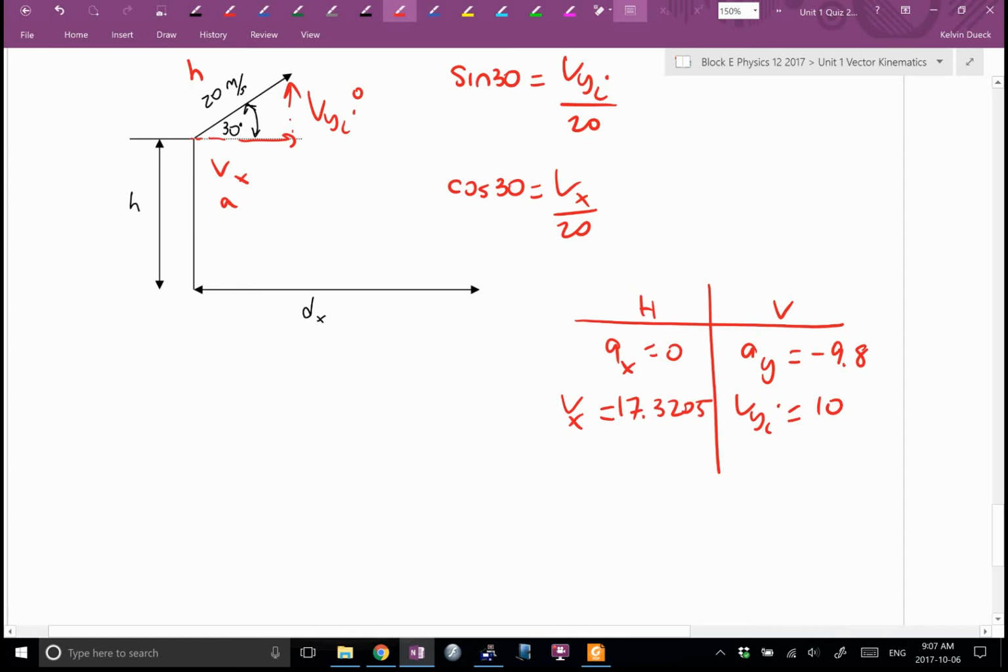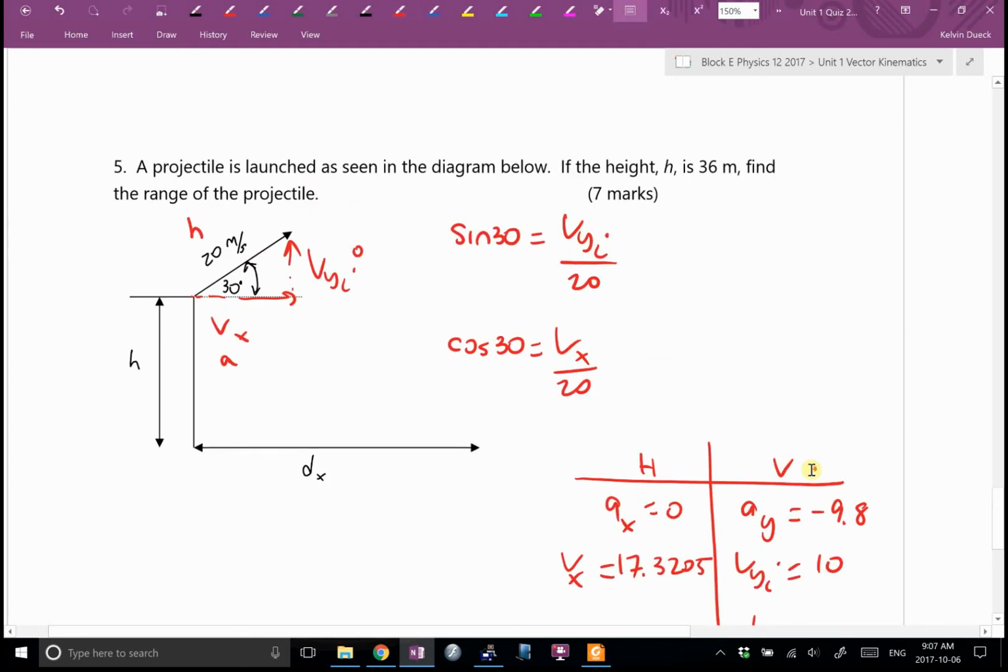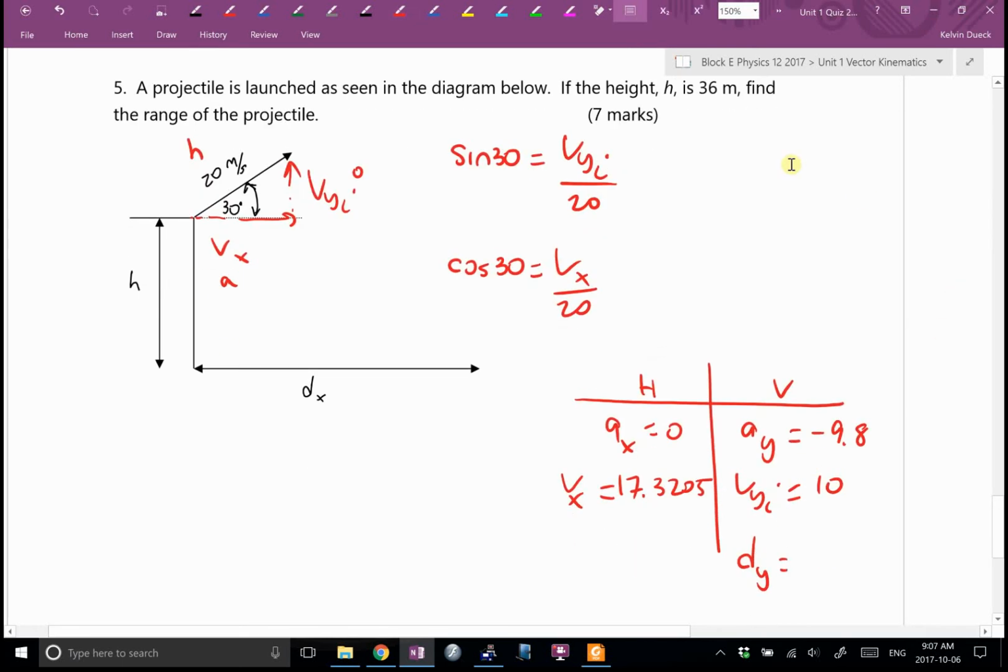Josh, how many things do I have written in the horizontal column? How about in the vertical column? Not enough. They must have given me something else. What else did the question tell me? Did they give me the range or did they give me the height? What's dy? Careful. Oh, sorry, Josh. Thank you. You got the negative.